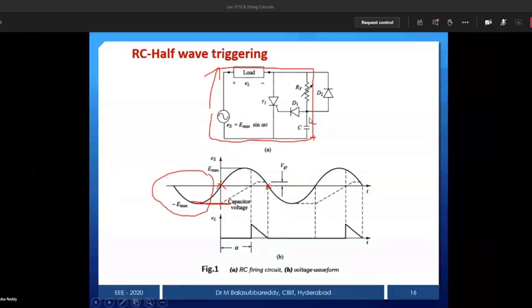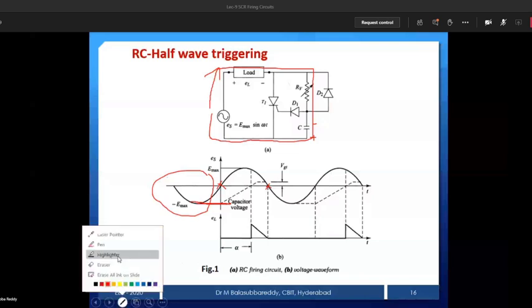Now what will it do? It has to charge to positive, and only then are you able to fire D1. Otherwise, minus is connected to the anode, and therefore it will not trigger. So that is the reason. What it will do is the capacitor is going to be charged through the RV resistor.